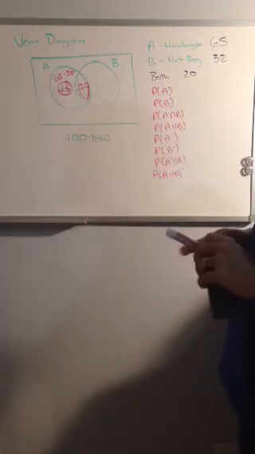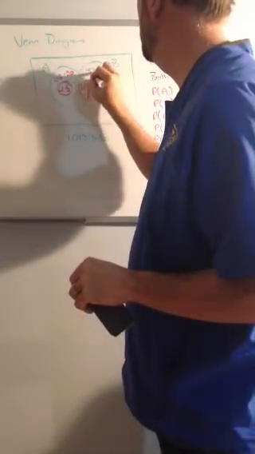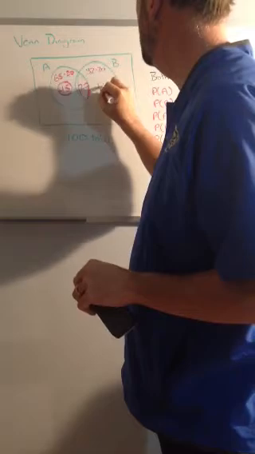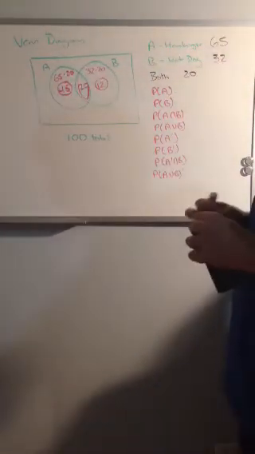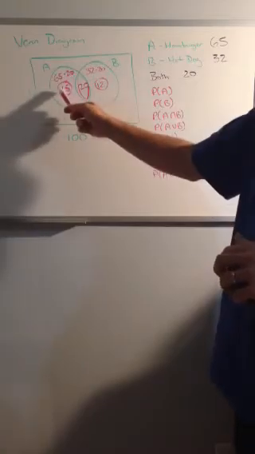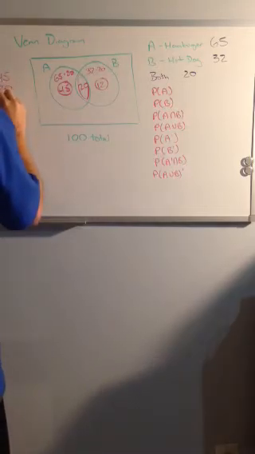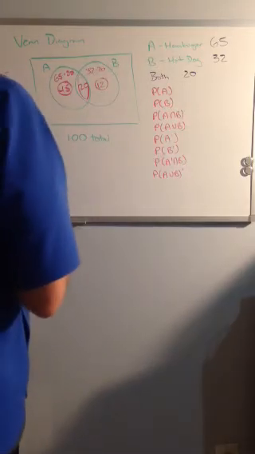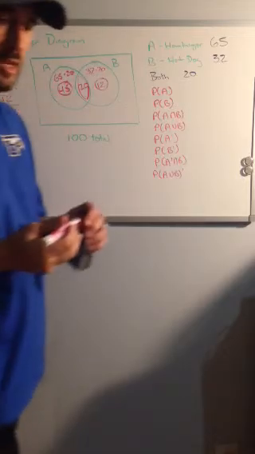Same idea with the B. I've got 32 people who like hot dogs, but I can't put 32 there. I've got to subtract and find out how many just like the hot dogs, but they don't like hamburgers. So now when I look at this, I get a total of 45, 20, and 12. Those three add up to 77.